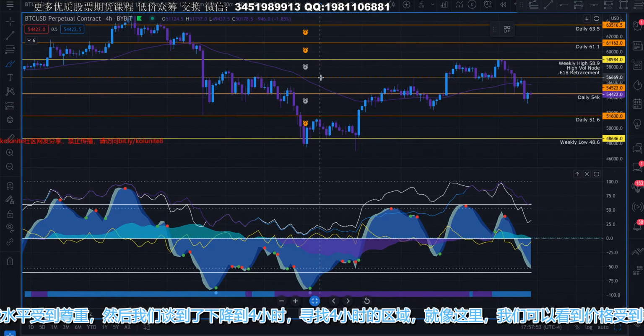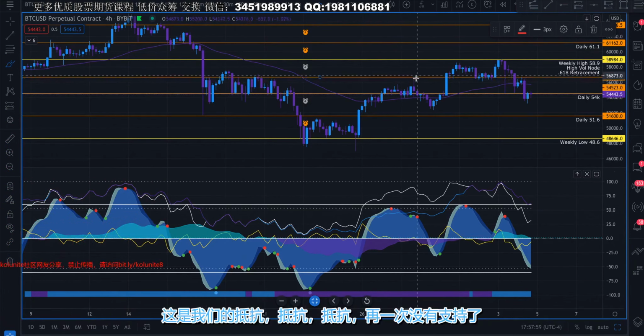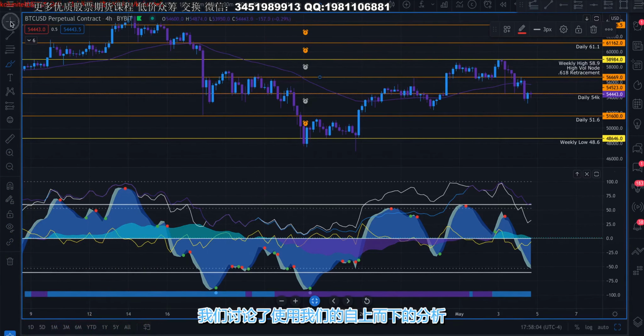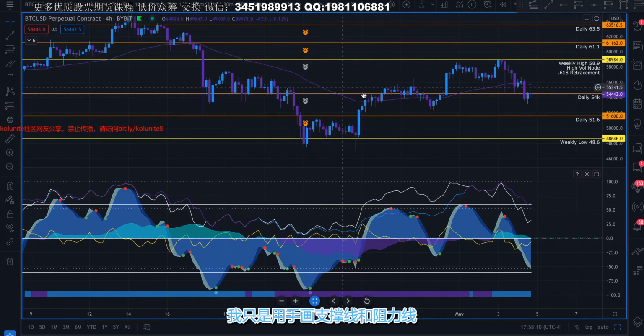And then we talked about going down to the 4-hour and looking for areas on the 4-hour, like right here, where we can see that price is respected, right? It comes up, it's our resistance, resistance, resistance again. Then what do you know? Support for all this time. And we talked about doing top-down analysis using just drawing support and resistance lines by hand.